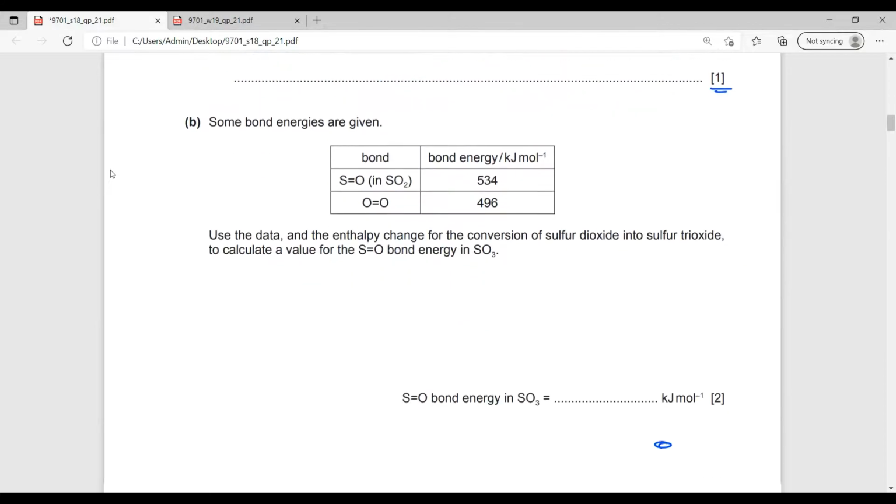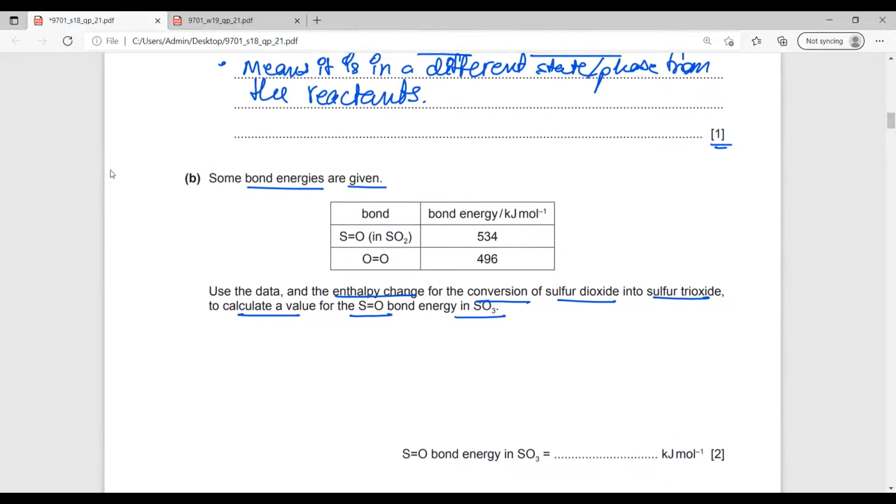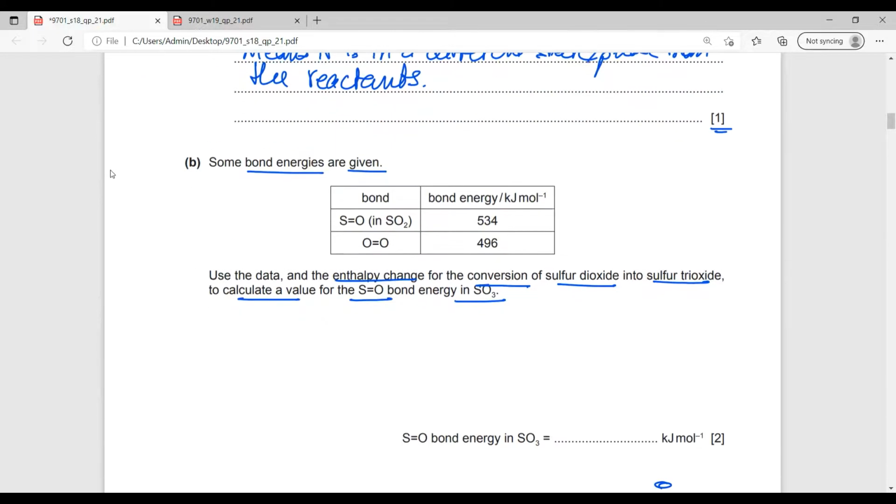Okay. Now let's move on to what's related to our lesson. So some bond energies are given, right? Use the data and the enthalpy change for the conversion of sulfur dioxide to sulfur trioxide to calculate the value for S double bond O bond energy in SO3. So remember I told you that there's 2 types of question, and this one we are calculating the value of S double bond O in SO3.